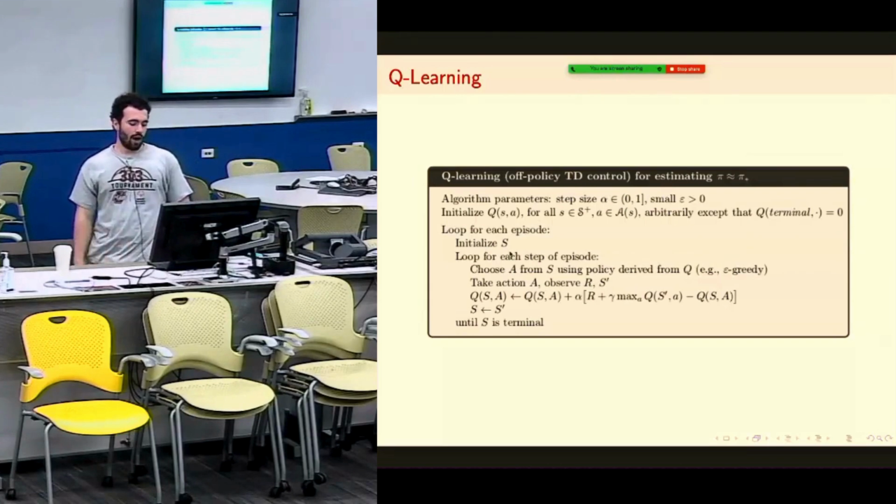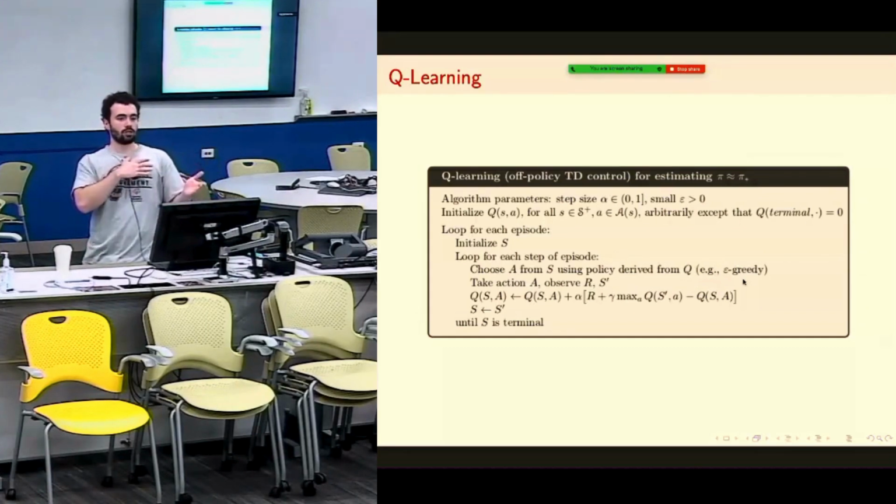For every step of the episode, you choose the action from the state using whatever policy you derive from Q. Or you can use whatever epsilon greedy you have here. So this is your question, Nico. You just basically choose what action to take based on your current Q table.